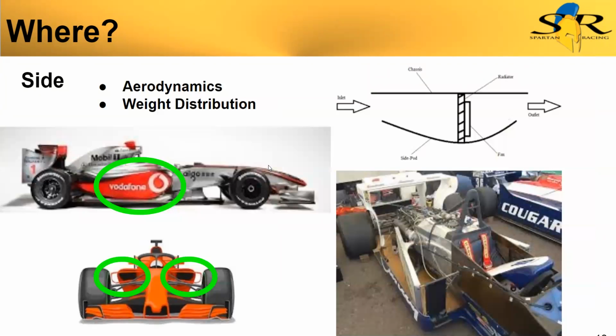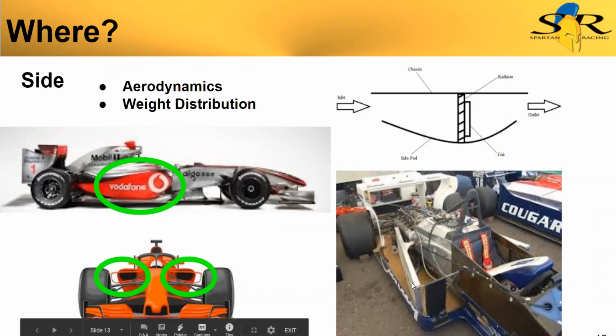On the sides, like in formula cars with side pods, this is good for aerodynamics and weight distribution. You can see down here, this radiator is mounted almost sideways, almost parallel to the airflow. And this is so we can get a massive radiator in there but not have a lot of drag. The side pod doesn't have to be super wide.